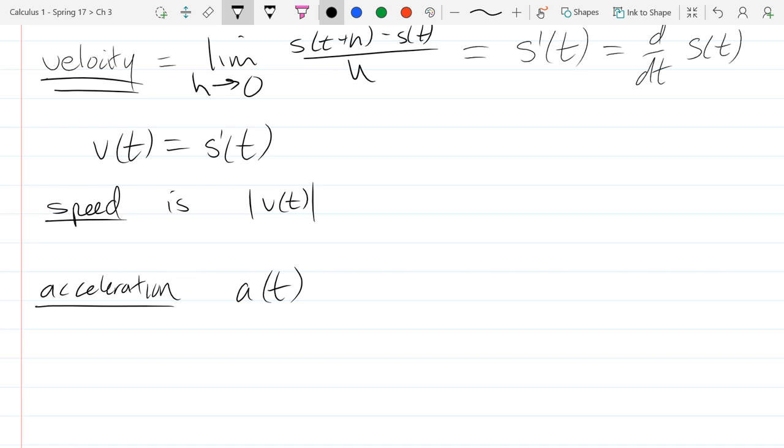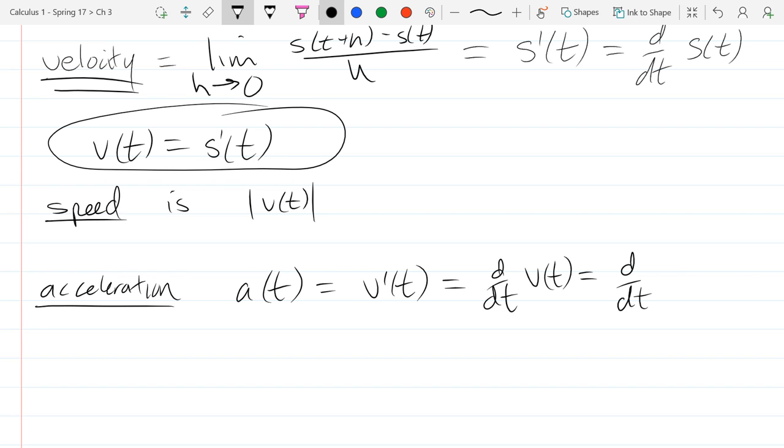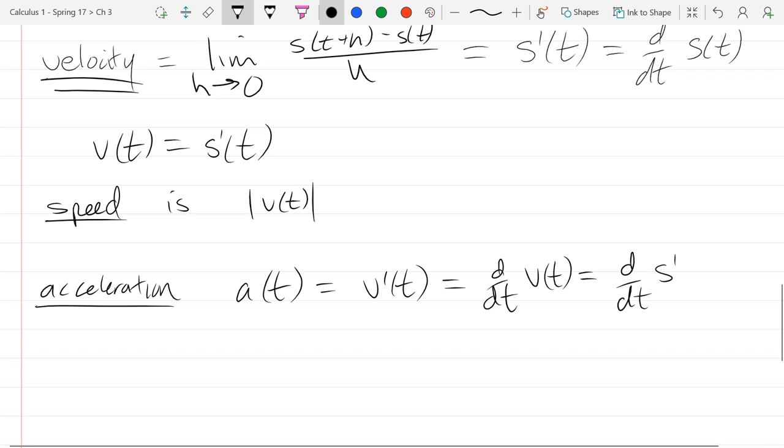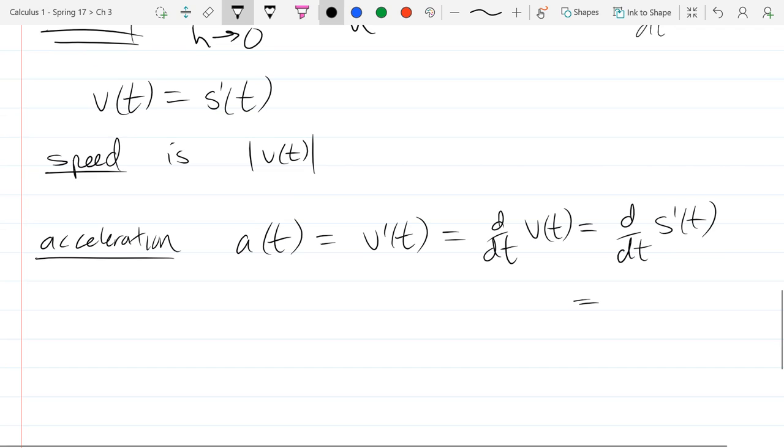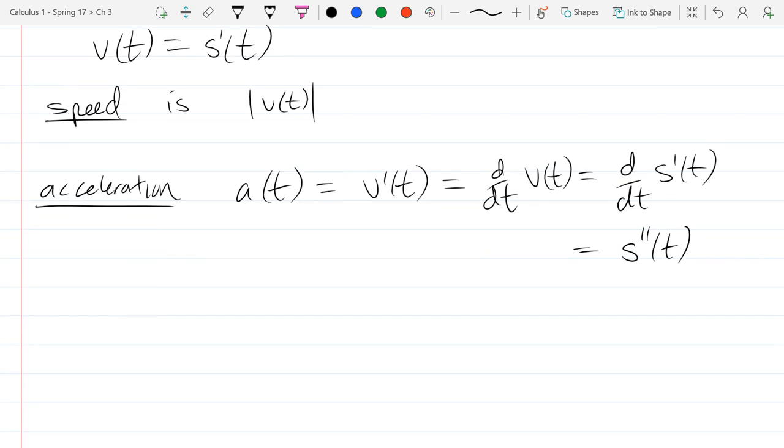And of course, we'll use A of t for that, acceleration. This is the change in velocity. So this is the derivative of the velocity. Now we said the velocity is a derivative of your position. So I can write it as d/dt of the velocity. And using this up here, I'm going to replace v of t by s prime of t. And of course, this is the derivative of the derivative of s. So we can write it as s double prime of t. So acceleration is the change in position, or the change in velocity, however you want to think about it. So that's your acceleration and how it relates to position.